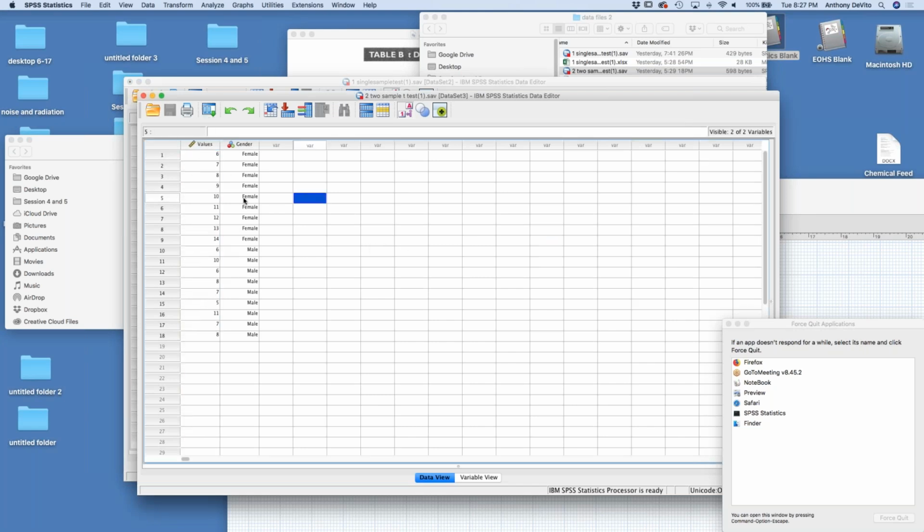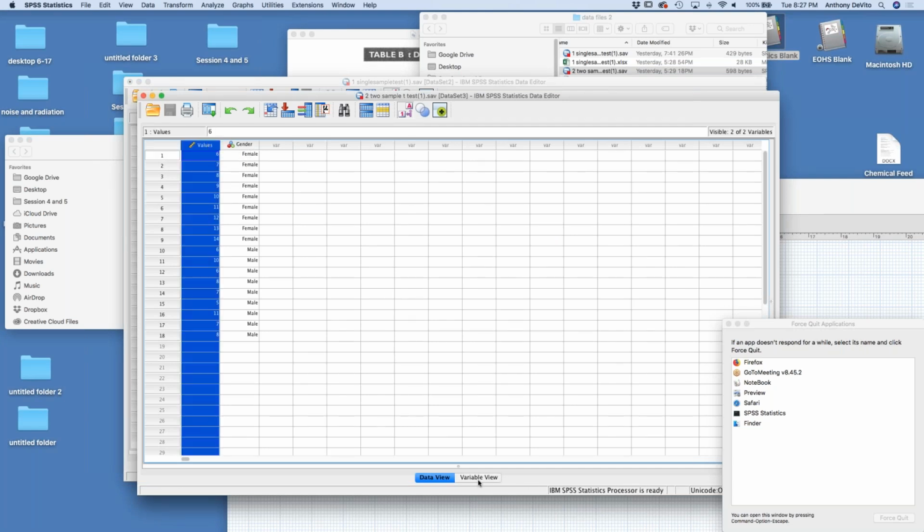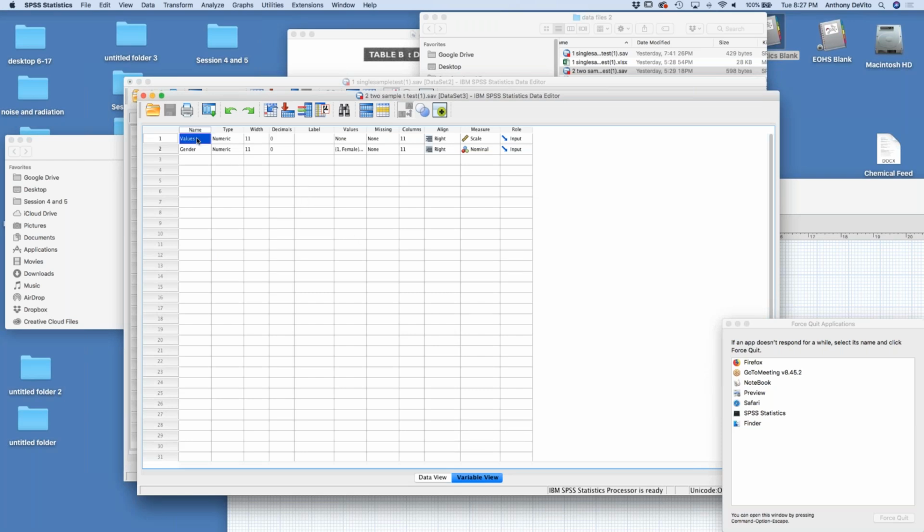This value might be a test score, for instance. I'm going to change that so that it makes a little bit more sense. I'll give that variable the name test score. Okay, and then here in label, I'll explain this a little bit more. I'm going to say that's an aptitude test score.